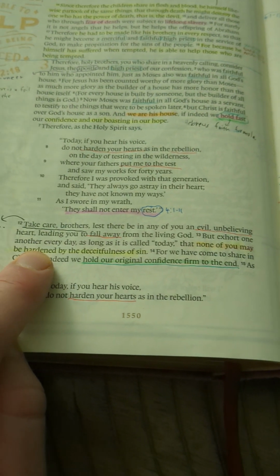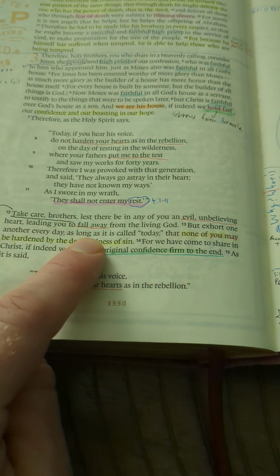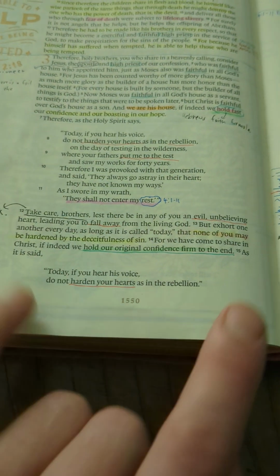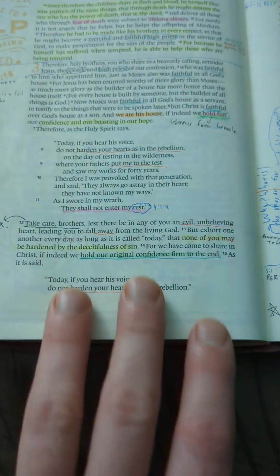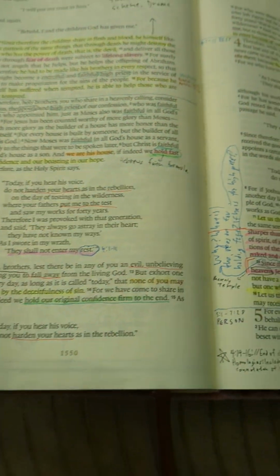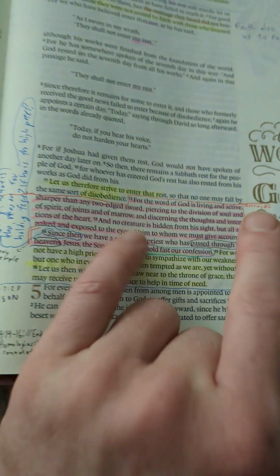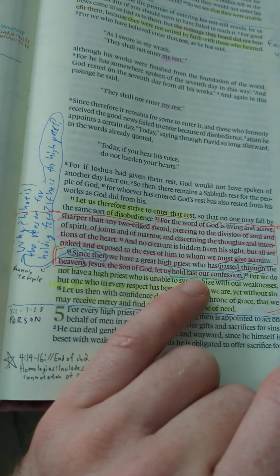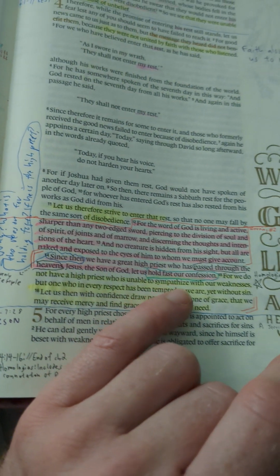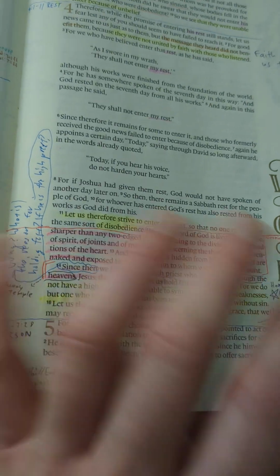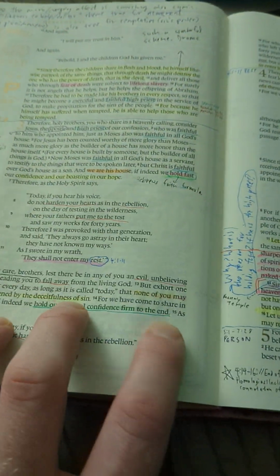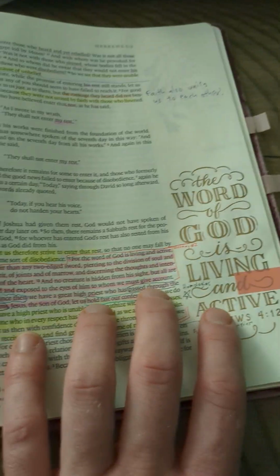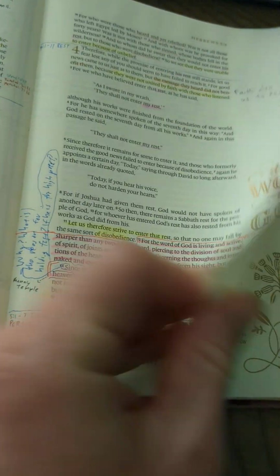So, take care, brothers, lest there be in any of you an evil, unbelieving heart, leading you to fall away from the living God. So you could see it as this, and just more generally, this warning from the wilderness generation. Alternatively, you could see it as 4:12 through 13: the word is a sword, no creature is hidden from its sight. O'Brien sees it as 3:12, he identifies the warning passage here. Guthrie identifies it here. And I'm inclined to go with O'Brien on this one.